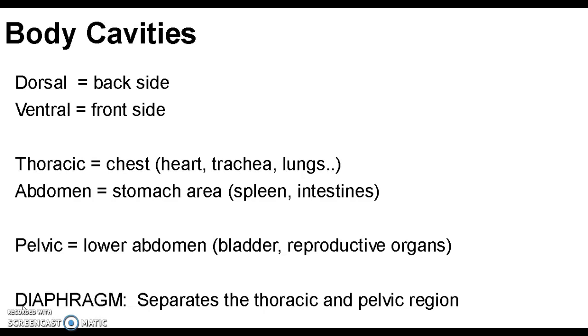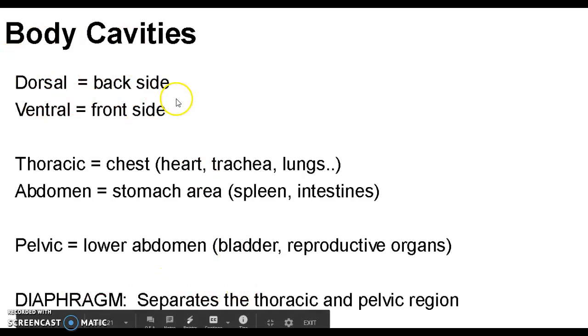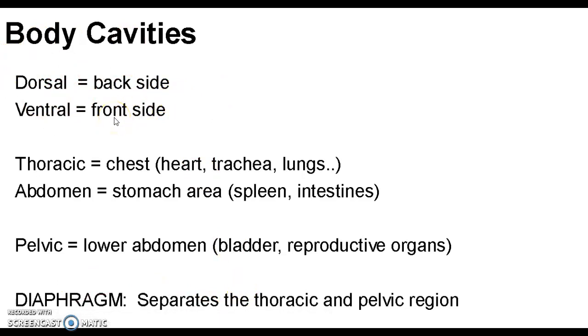There are a few main cavities. We have the dorsal and ventral, just a reminder, dorsal is backside, ventral is front. You have your thoracic cavity, which basically means your chest. And in that hollow cavity, you have your heart, your trachea, which is your windpipe, your lungs. Next, you have your abdomen or your abdominal cavity. This is your stomach area. This contains your stomach, your spleen, your liver, your intestines, your kidneys, lots of stuff in your abdominal cavity.